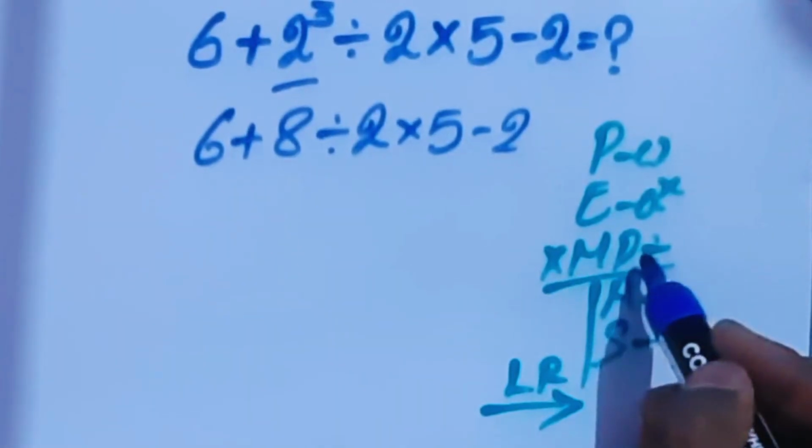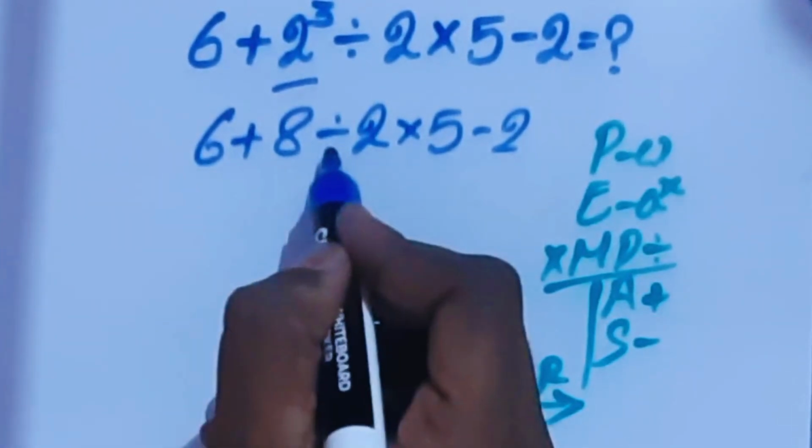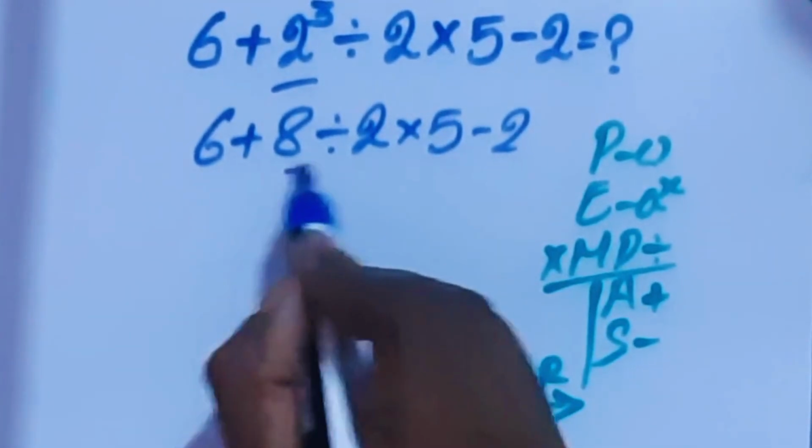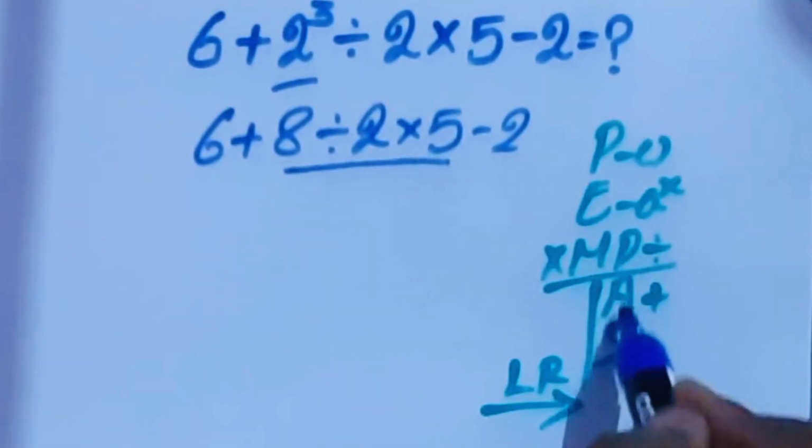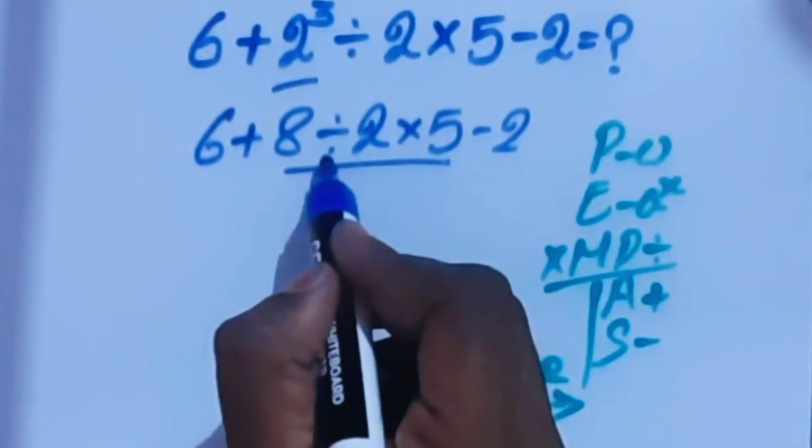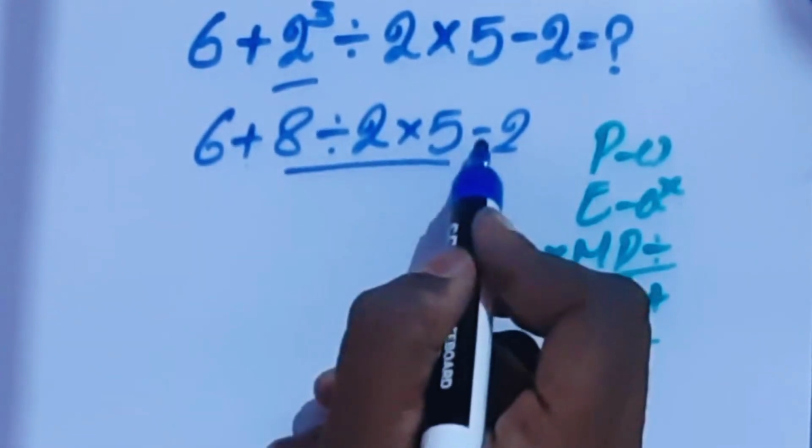Here next priority is multiplication and division. Here we have addition, division, multiplication and subtraction. Here division and multiplication are higher priority than addition and subtraction. So we have to do this division and multiplication before the addition and subtraction.